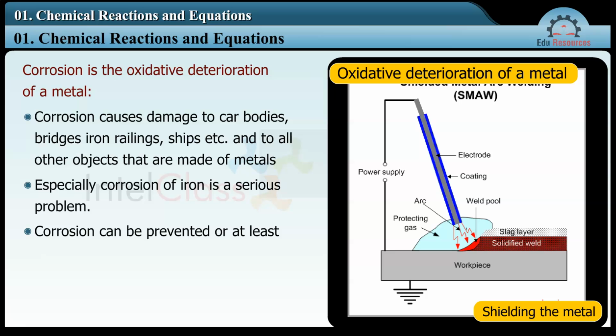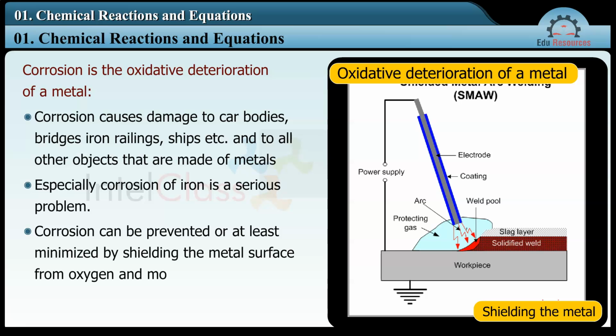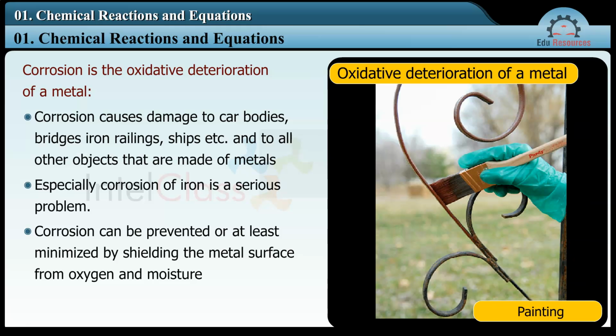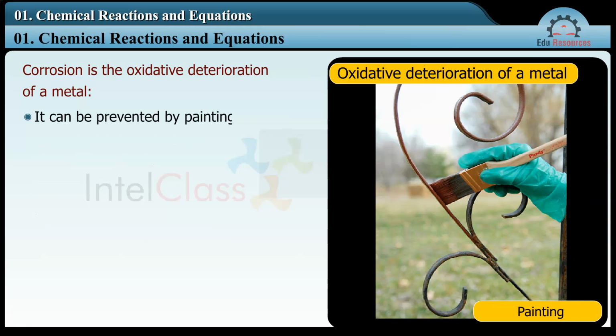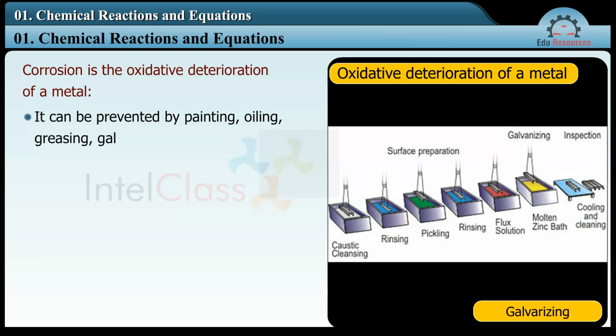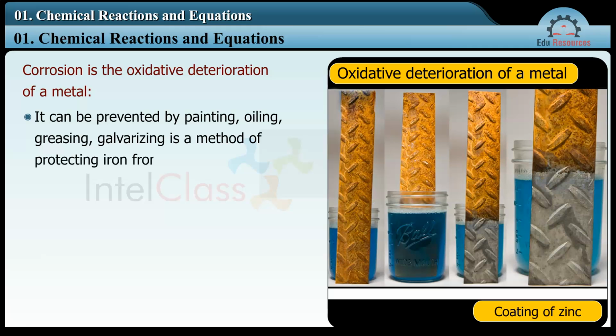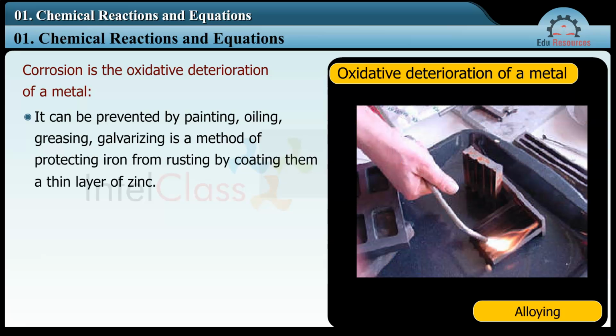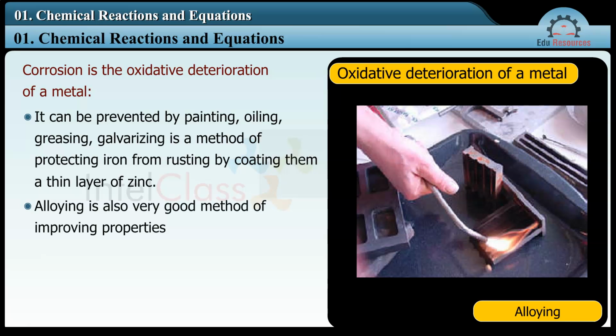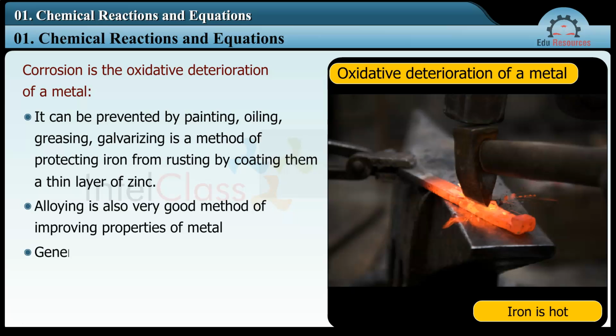Corrosion can be prevented or at least minimized by shielding the metal surface from oxygen and moisture. It can be prevented by painting, oiling, greasing, galvanizing, chrome plating or making alloys. Galvanizing is a method of protecting iron from rusting by coating it with a thin layer of zinc. Alloying is also a very good method of improving properties of a metal.